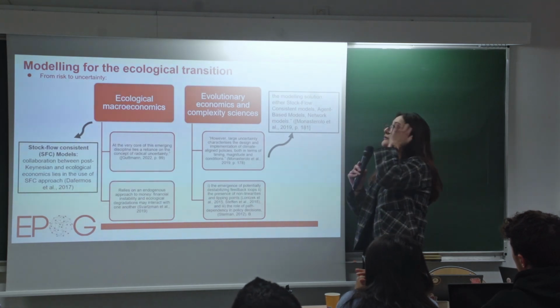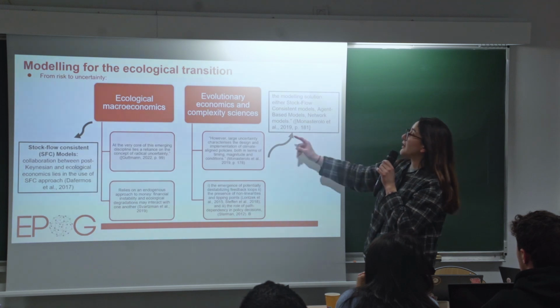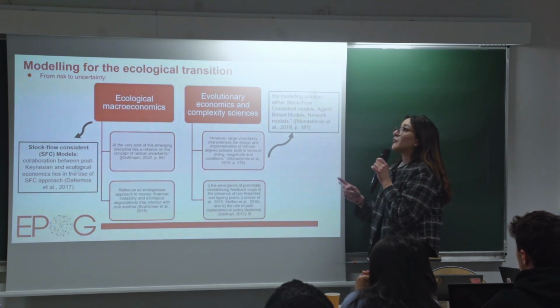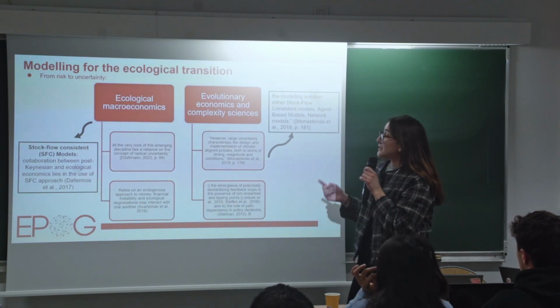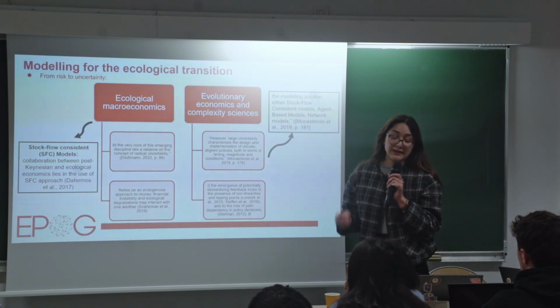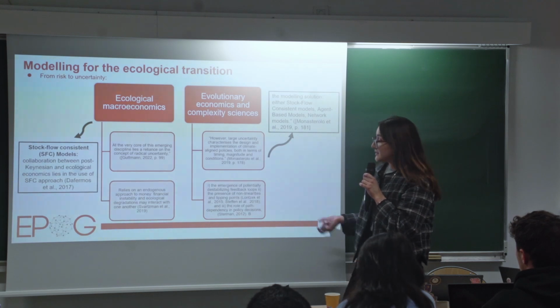And we also have evolutionary economics and complexity science that, according to Monasterolo, are fields that are using stock flow consistent models and also agent-based models. And they also account for uncertainty and how it relates to climate risk and the elaboration of policy within climate risk.